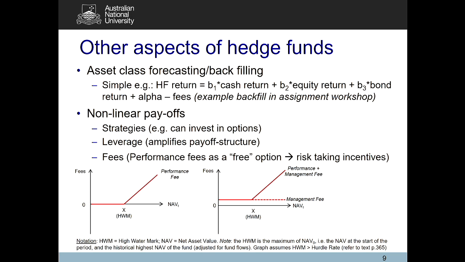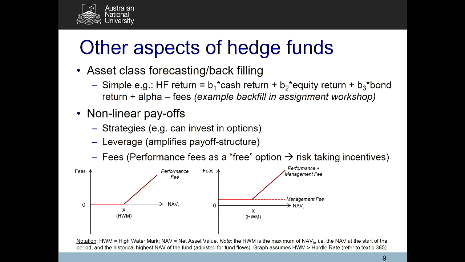But the third is the reason why, even if there's no leverage, and even if they don't invest in things like options, hedge funds will always have a non-linear payoff structure to their end investors. The first two will often happen, but not always. The third will always happen. And that's because all hedge funds have this dual structure of both a management and a performance fee. And the performance fee is essentially like a free option to the manager.